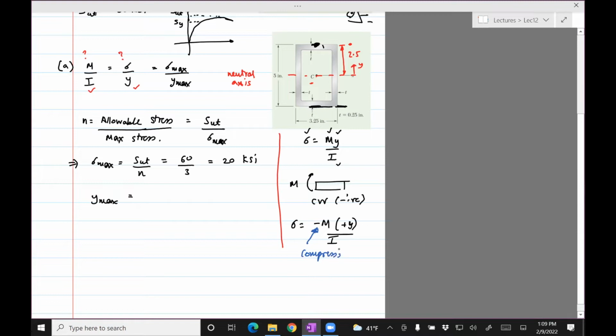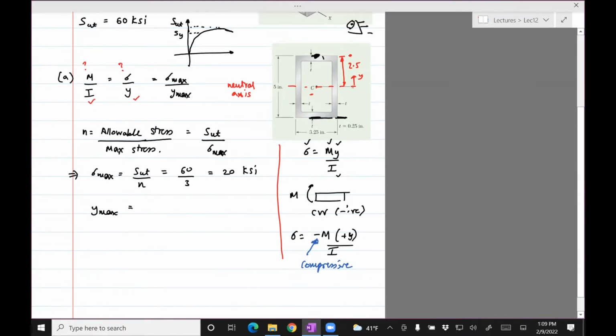Compressive. Right? And similarly, if you put Y equals negative, which is downwards, then you'll put a negative Y here for the Y, and then that negative multiplies with the negative from M, and sigma becomes positive. And so the stress in the bottom layer is positive or tensile. So it all works out right.